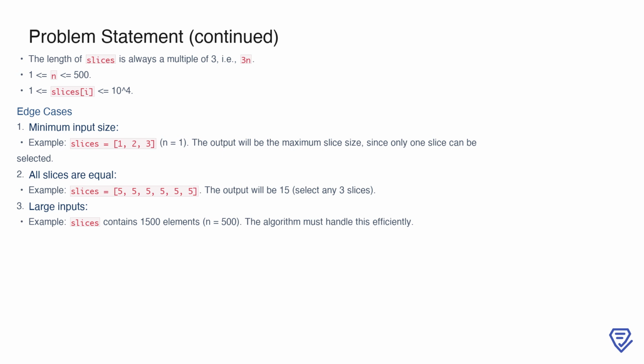Let's also consider a few edge cases. In the smallest possible input, where the pizza has just 3 slices, for example, 1, 2, 3, n equals 1, and you need to select just 1 slice. In this case, the output will simply be the largest slice, which is 3. Another edge case is when all slices are equal, such as 5, 5, 5, 5, 5, 5. Here, the output will be the sum of any 2 slices, which is 10. Finally, for large inputs, such as when slices contains 1500 elements and n equals 500, the solution must handle this efficiently without running into performance issues.